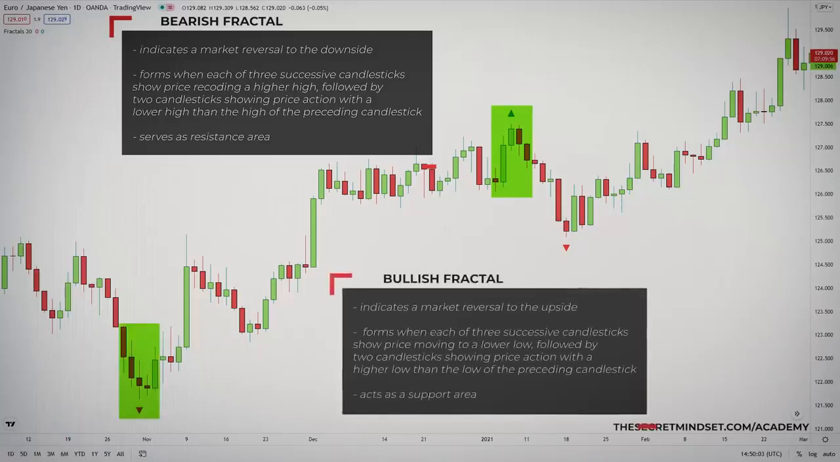A bullish fractal pattern, which indicates a market reversal to the upside, forms when each of 3 successive candlesticks show price moving to a lower low, followed by 2 candlesticks showing price action with a higher low than the low of the preceding candlestick. This fractal acts as a support level.